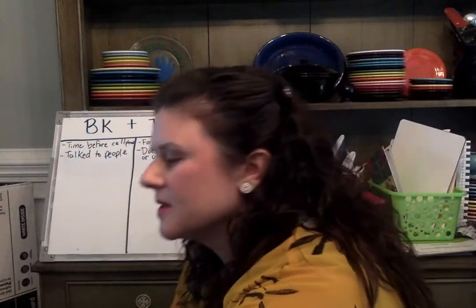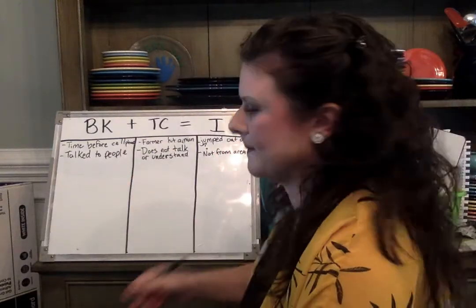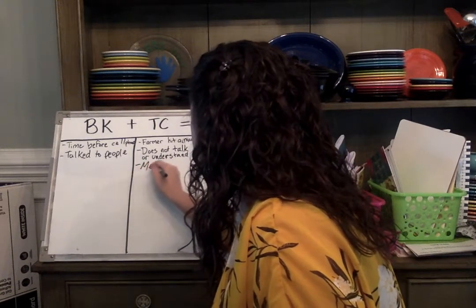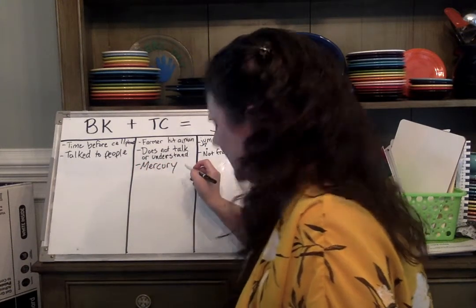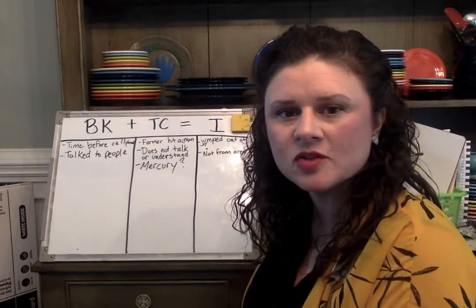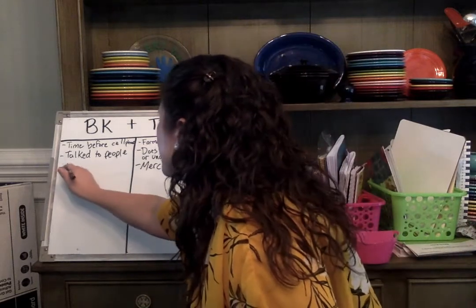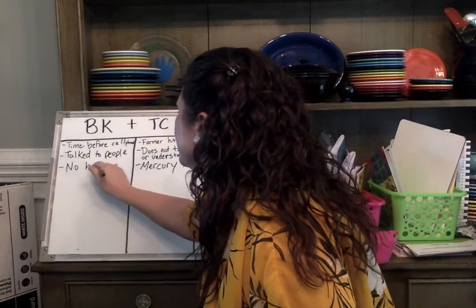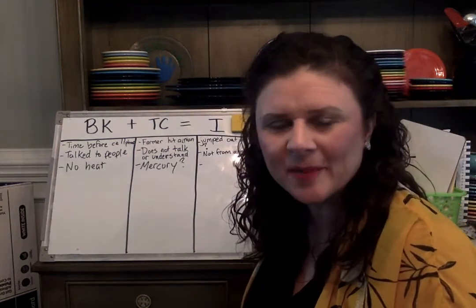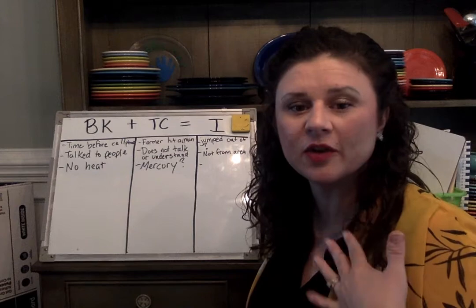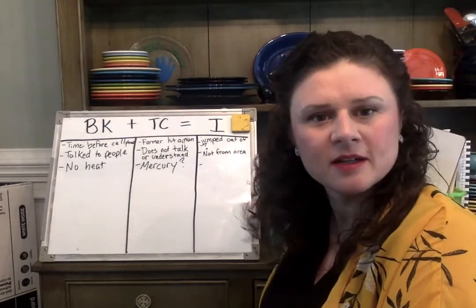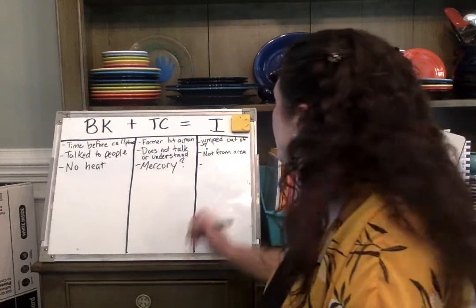So text clues. The mercury. Now, if the mercury doesn't rise, that means there's no heat. That's my background knowledge. He has no heat in his body. And we've talked about animals that are ectothermic. Remember, they rely on the sun and things for their heat, and that we're not ectothermic, we're endothermic. Is he human? Ooh.